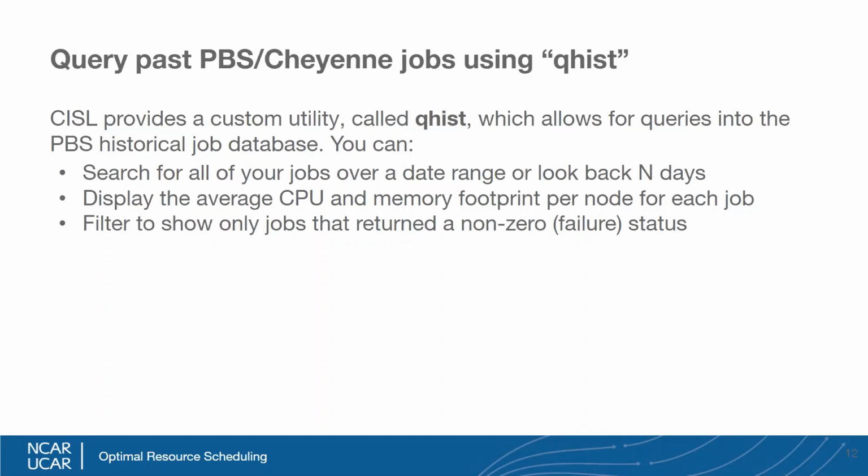So PBS doesn't really have a great internal way of doing this, so we in CISL wrote a utility called QHIST, which you may have run across, and this allows you to query into the PBS historical job database. So you can do things like search for all your jobs over a date range, or you can look back n days from now. By default, that's 1. It'll look back 1 day. You can display the average CPU and memory footprint per node for each job. And you can even do things like filter to only show jobs that return non-zero status, so you can look for all of your failed jobs in the past 5 days, for example.